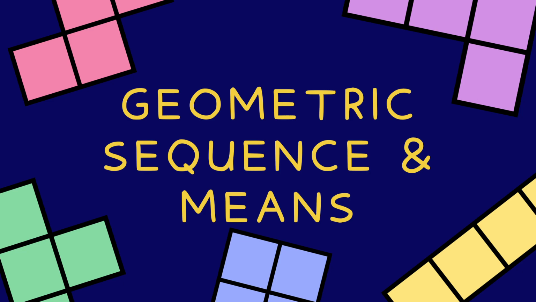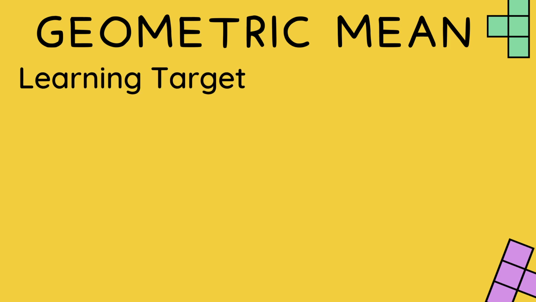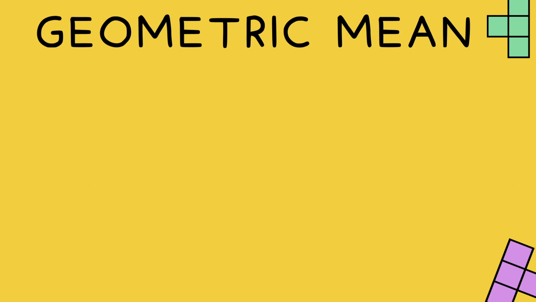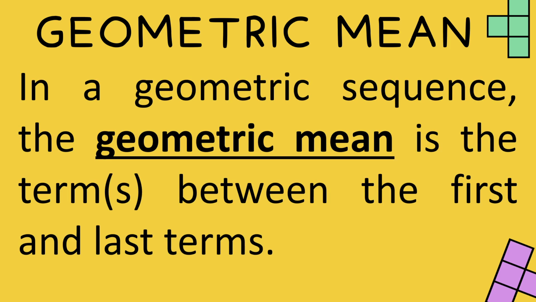So today's lesson is all about geometric means. Our learning target for today, we're going to determine the means of a geometric sequence. So what is a geometric mean? In a geometric sequence, the geometric mean is the terms between the first and the last terms. Remember, the first and the last terms are what we call the extremes.